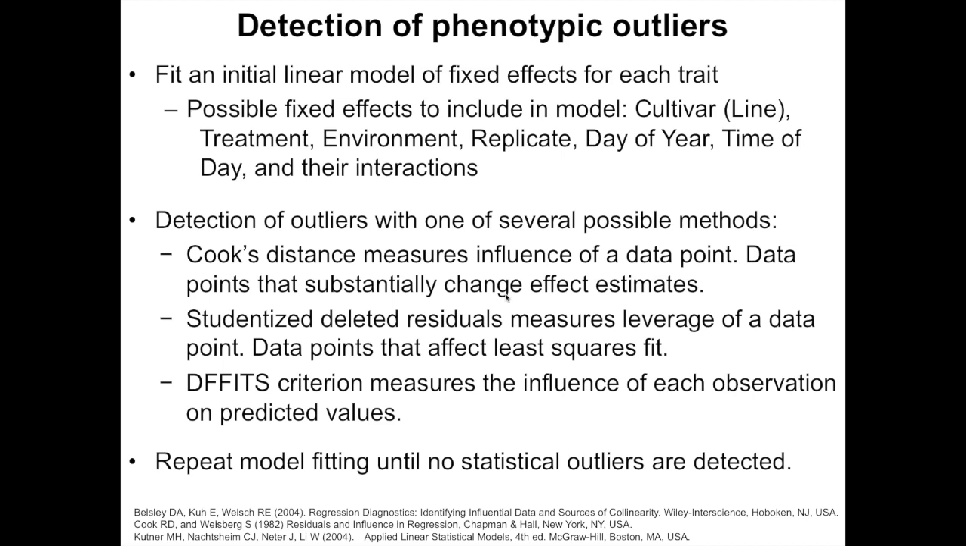So how do we detect these phenotypic outliers? One approach that I've used in high throughput phenotyping data sets, and others have also used in large phenotypic data sets from maize and many other plant species, is fitting an initial linear model of fixed effects for each trait. Possible fixed effects to include in the model are cultivar or line, which could also be called a genotype.